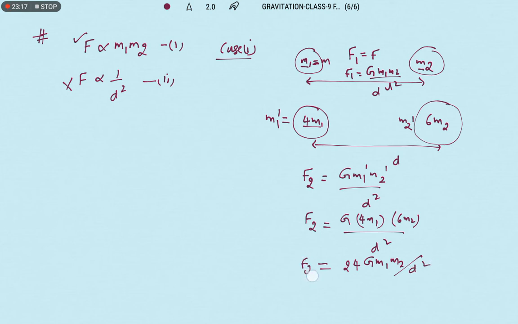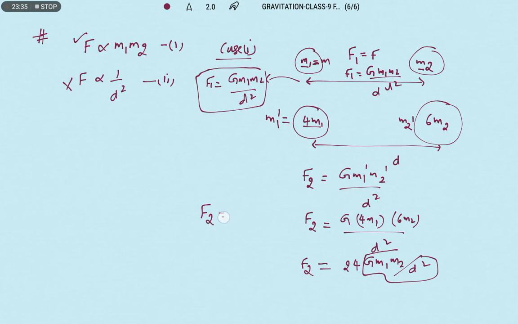We know that F1 is equal to capital G m1 m2 by d square. In place of G m1 m2 by d square, we can substitute F1, the initial force. Therefore, the new force of attraction between the bodies after increasing the masses by 4 times and 6 times will be equal to 24 times the initial force. So simply you need to multiply how many times the masses are increased.